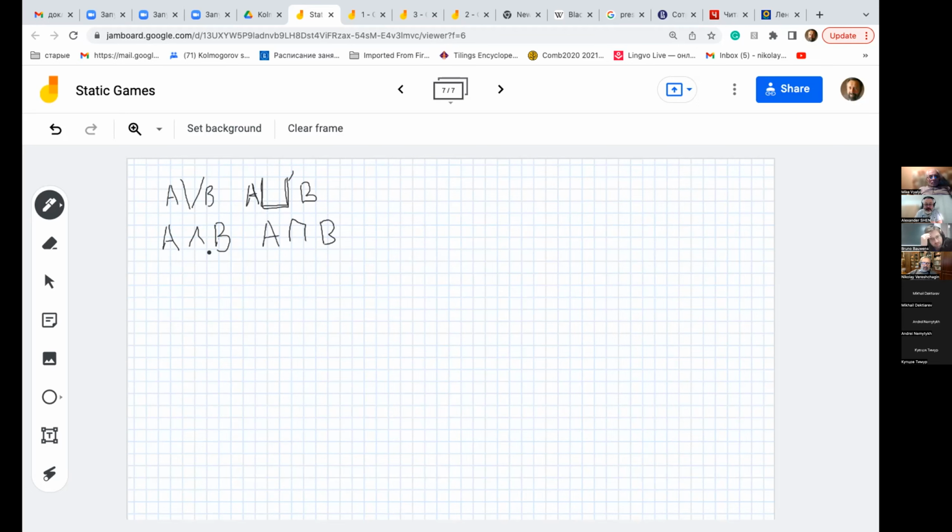Okay, let me ask the participants. For example, there are two versions of OR. Let's make a vote. Which one is easier? So the first one is easier. Why the first one? Because you can postpone the choice until any point to decide which game you want to win. If you know that you can win A, you can do an arbitrary move in B and just play A correctly.